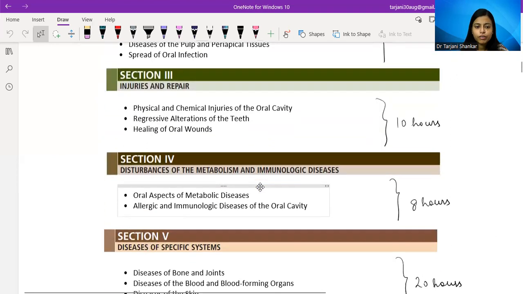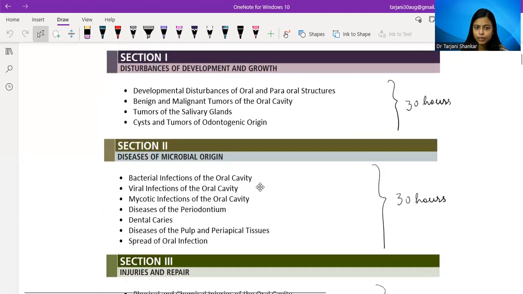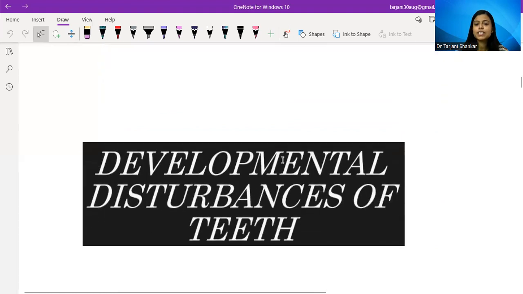Okay, so today we'll be starting a very small topic of the first chapter, that is developmental disturbances in oral and paraoral structures. When we talk about developmental disturbances of the oral structures, the first structure, which is most common, is teeth. So we'll see all the developmental disturbances of teeth in today's topic.